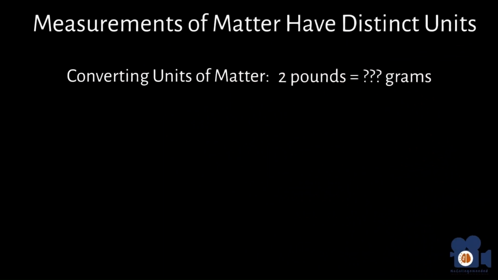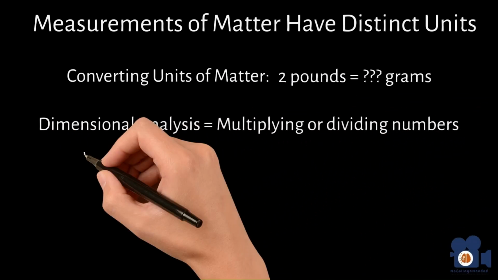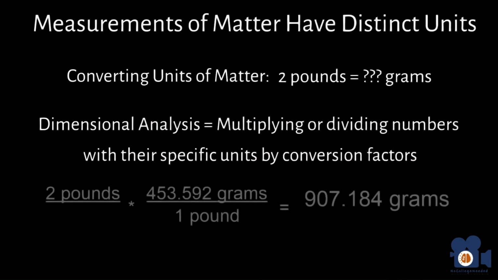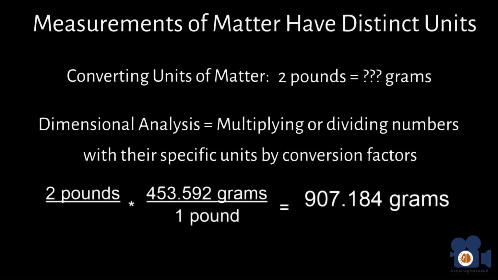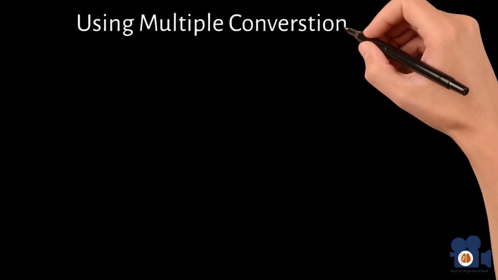Since the measurements of matter have distinct units connected with them, it's important to keep track of the type of units for conversions of the numbers. For example, converting 2 pounds to grams. To do this, we employ dimensional analysis. Dimensional analysis is when you multiply or divide numbers with their specific units by conversion factors. In the example of 2 pounds to grams, you multiply the 2 pounds by 453.592 grams per 1 pound to equal 907.184 grams.